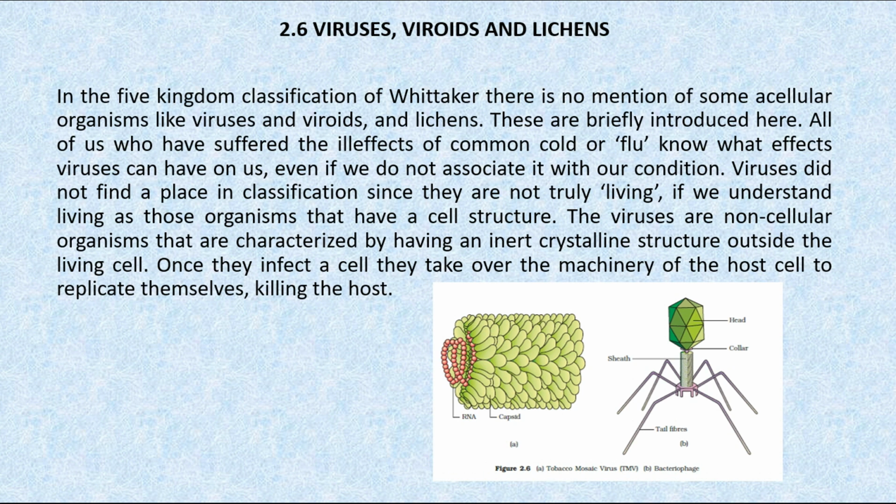Viruses, viroids, and lichens. In the five-kingdom classification of Whittaker there is no mention of some acellular organisms like viruses and viroids, and lichens. These are briefly introduced here. All of us who have suffered the ill effects of common cold or flu know what effects viruses can have on us, even if we do not associate it with our condition. Viruses did not find a place in classification since they are not truly living, if we understand living as those organisms that have a cell structure.